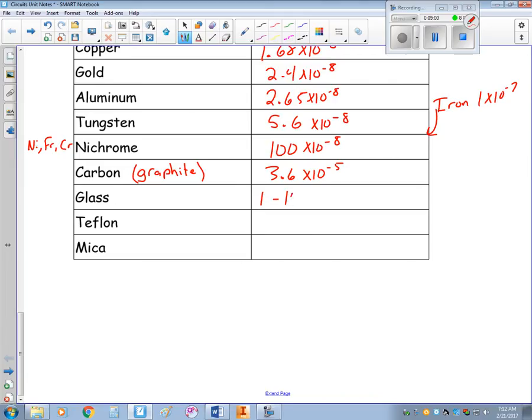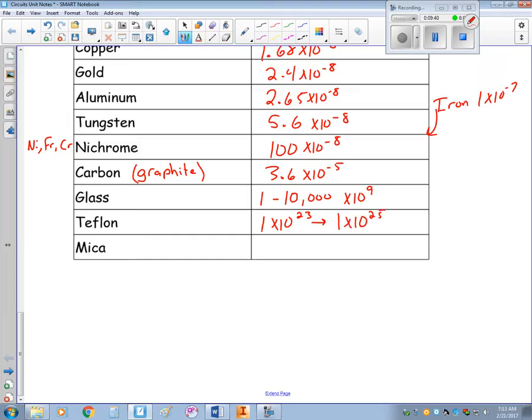Glass is a little different. It's 1 to 10,000 times 10 to the 9th. Now notice we're making a huge jump here. Now we're suddenly going from conductors into insulators. Teflon. Again, once you get to the insulators, it's kind of hard to get a real accurate measurement of how resistive it is.